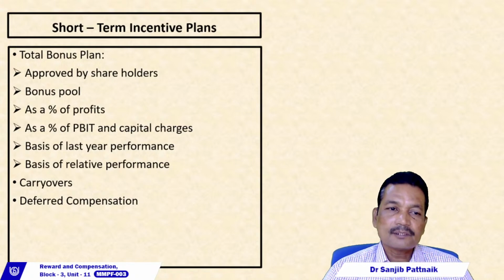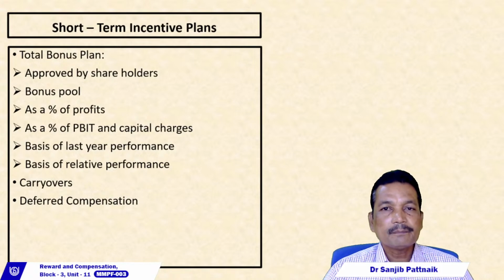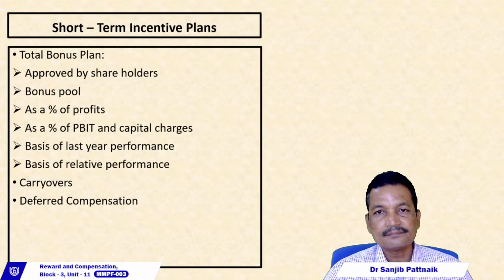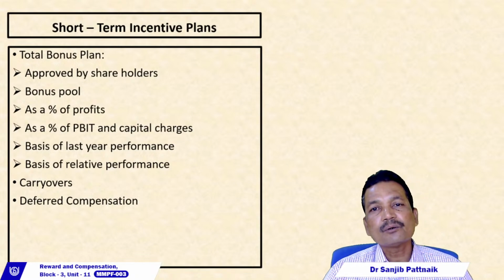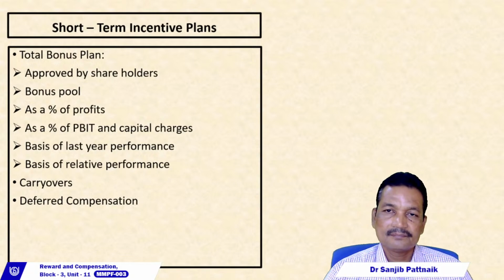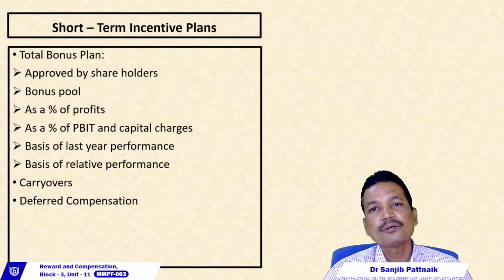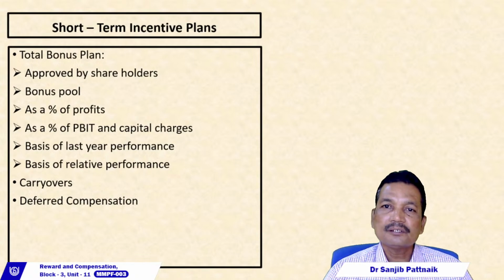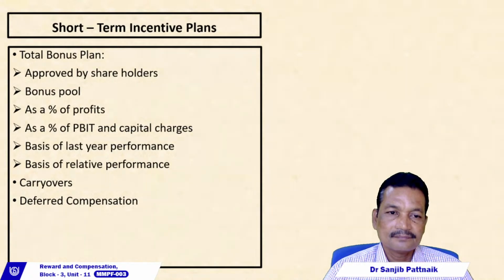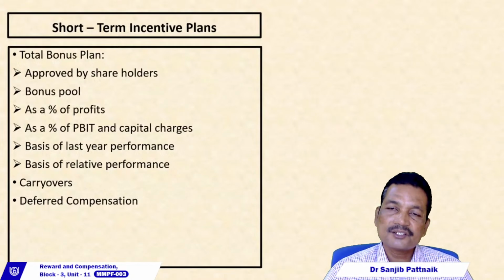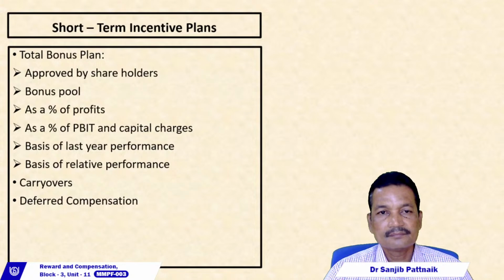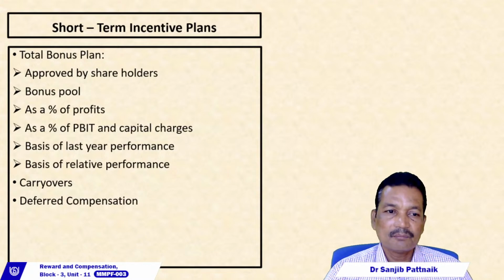It can also be calculated as a percentage of profit before interest and tax and capital charges. When we say capital charges, that means it is the equity holders requirement. That means the amount that should be paid for the retained earnings. Another way is on the basis of last year performance. Incentives are given on the basis of last year, how they have performed.